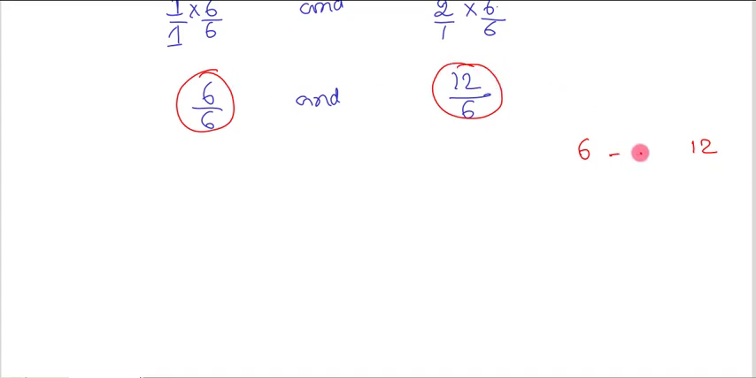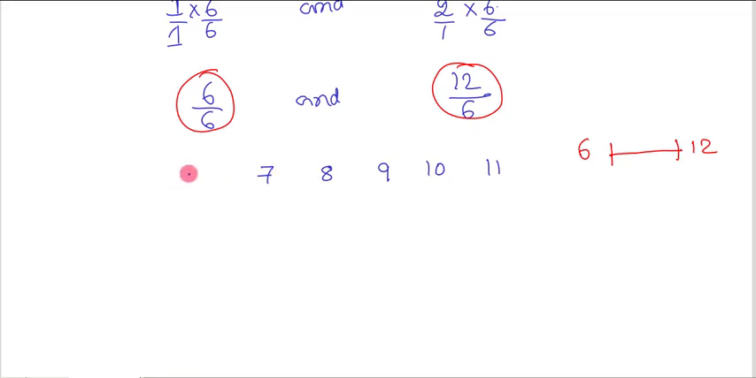So, do we have any gap between them? Gap in the sense, can we write any natural number between 6 and 12? Yes, we can write natural numbers between 6 and 12, as 7 is a natural number which lies between this, and 8 is a natural number which lies between 6 and 12, and 9 is a natural number, 10 is a natural number, and 11 is a natural number. These are the 5 natural numbers which lie between 6 and 12.